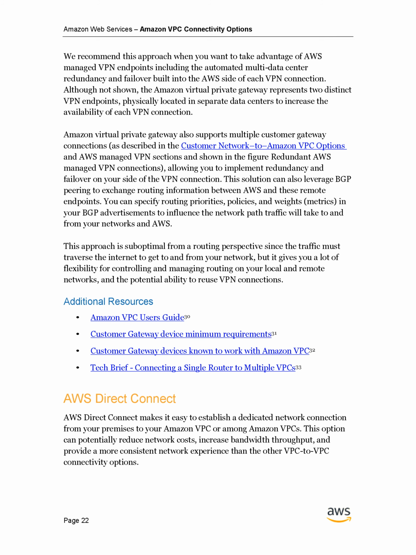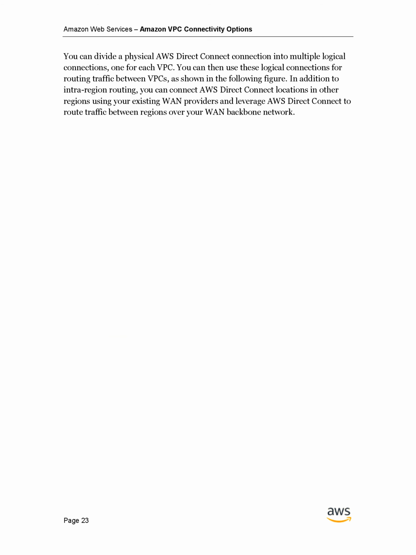AWS Direct Connect. AWS Direct Connect makes it easy to establish a dedicated network connection from your premises to your Amazon VPC or among Amazon VPCs. This option can potentially reduce network costs, increase bandwidth throughput, and provide a more consistent network experience than the other VPC-to-VPC connectivity options. You can divide a physical AWS Direct Connect connection into multiple logical connections, one for each VPC. You can then use these logical connections for routing traffic between VPCs, as shown in the following figure.